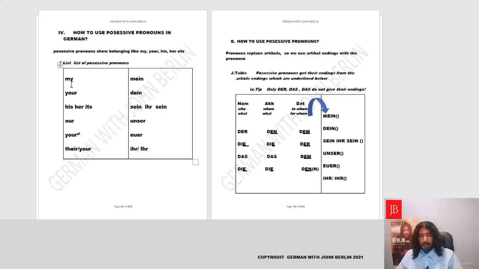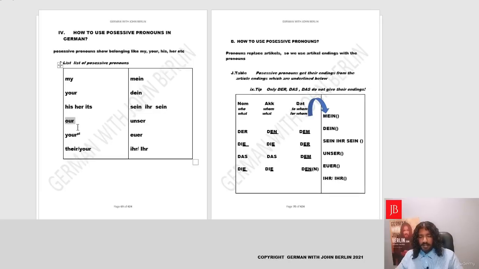In English you say my, your, his, her, its, our, your, their, and your again for formal. Now in Deutsch, instead of my, you need to remember mein. Your becomes dein, his becomes sein. So till now it's quite rhyming. Mein, dein, sein. Then for her, it's ihr, and it's again sein. So his and its have the same possessive pronoun.